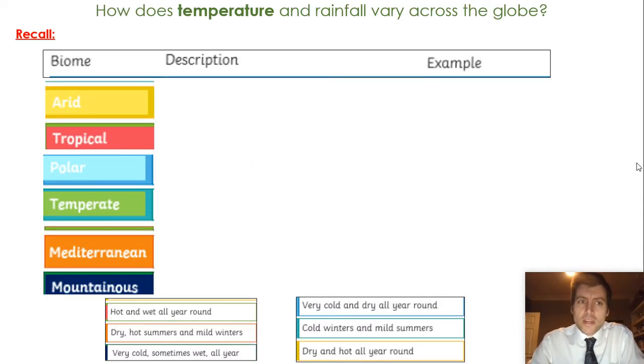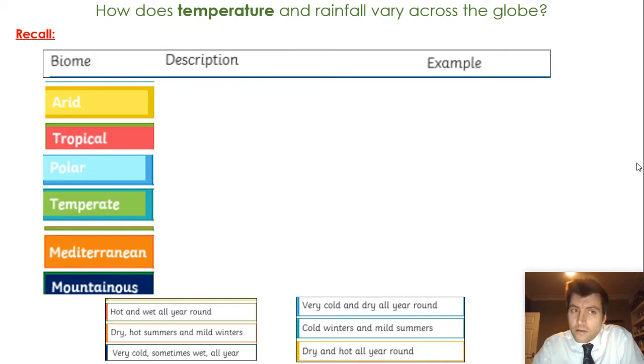Okay, guys, just a bit of recall from last week, and you've got a version of this in your pack. Now, what I'd like you to do is see if you can identify which biome goes with which description. If you're not sure, have a think back to last week's work. If you are sure, either use scissors or write down which one goes where. I'm perfectly happy if you cut up the pieces that you've got and stick them in.